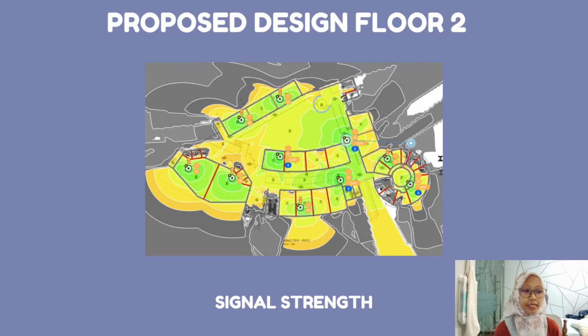Okay, then for the proposed design of floor 2, the signal strength becomes more balanced. The access points are placed more widely across floor 2, especially near classrooms, staff areas, corridors, and the circular area on the right side. As a result, more areas receive acceptable signal coverage. The proposed design reduces weak coverage areas and provides better overall wireless coverage compared to the current design.